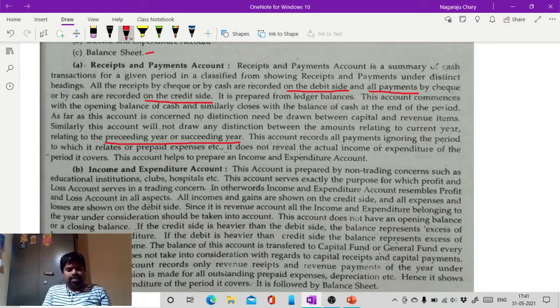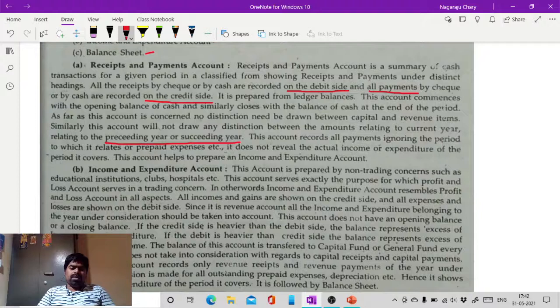Alright. So next one, income and expenditure account. This income and expenditure account consists of the nature of nominal accounts. So what is the principle of nominal accounts? Debit all the expenses and losses, credit all the incomes and gains. That is the principle of nominal accounts.